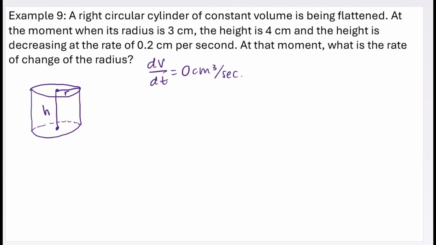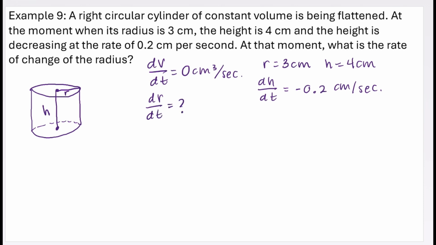And it says that we're looking for the moment when the radius is 3 centimeters and the height is 4 centimeters. We know that at that specific moment, the height is decreasing at a rate of 0.2 centimeters per second. So that would be dh/dt. dh over dt is decreasing, so negative 0.2 centimeters per second. And we're trying to find dr/dt. So that's what we're looking for.